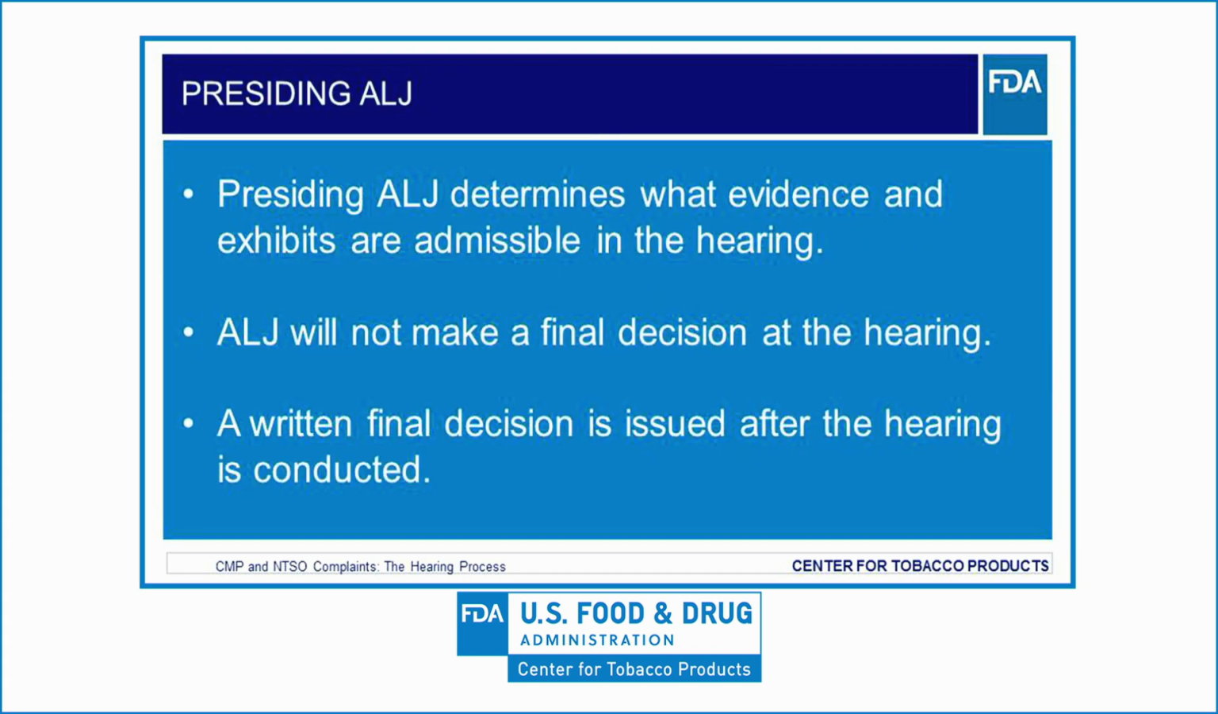The presiding ALJ will determine what evidence and exhibits can be considered in the hearing. The ALJ will not make a final decision about liability for the CMP or NTSO or the amount of the CMP or length of the NTSO at the hearing. The ALJ's written final decision is issued after the hearing is conducted and post-hearing briefing, if any, discussed in more detail shortly. Let's now discuss what happens once the hearing is complete.